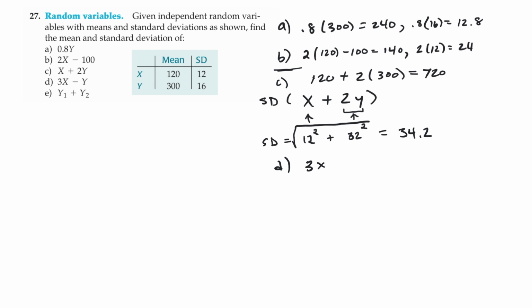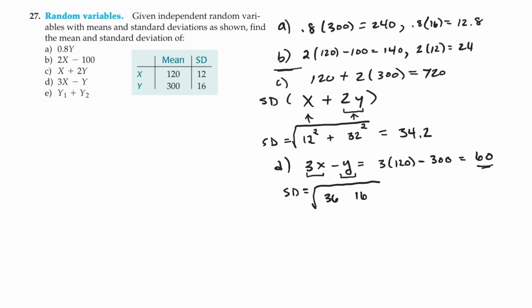Okay, part D. Notice D is very similar to part C. It's 3x minus y. Here again, the means do just what you think they should do. We're going to do 3 times 120 minus 300. Well, this is going to give me a positive 60, right? No big deal. When I go to find the standard deviation, I'm going to have to find the standard deviation of 3x and the standard deviation of y. 3x, that's easy, that's 36, and the standard deviation for y is 16.